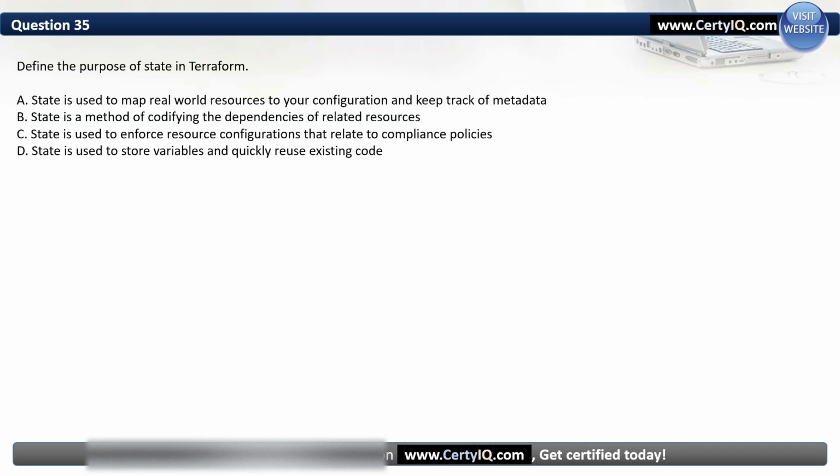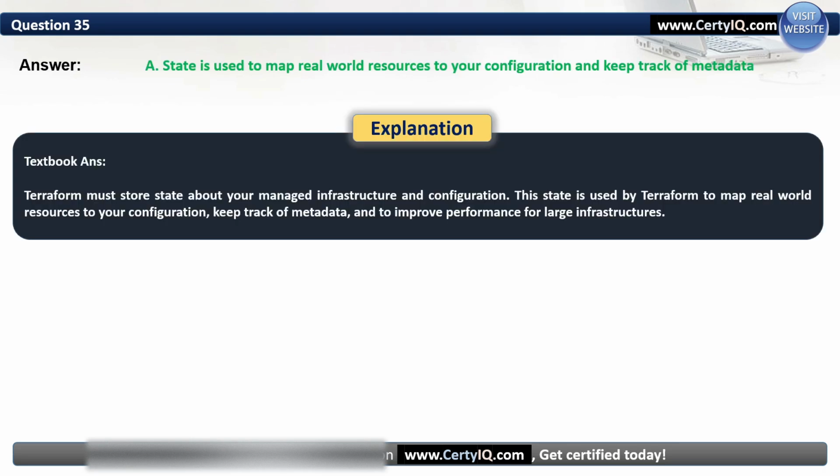Question 35. Define the purpose of state in Terraform. The correct option is A. State is used to map real-world resources to your configuration and keep track of metadata. The textbook answer. Terraform must store state about your managed infrastructure and configuration. This state is used by Terraform to map real-world resources to your configuration, keep track of metadata, and to improve performance for large infrastructure.